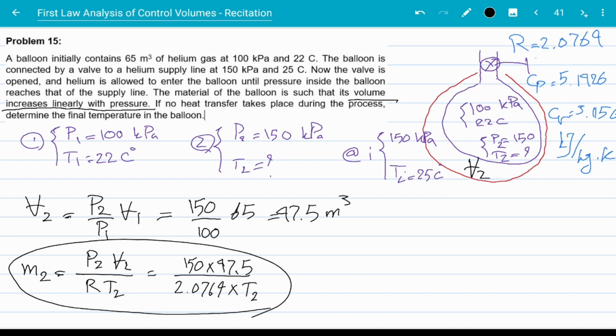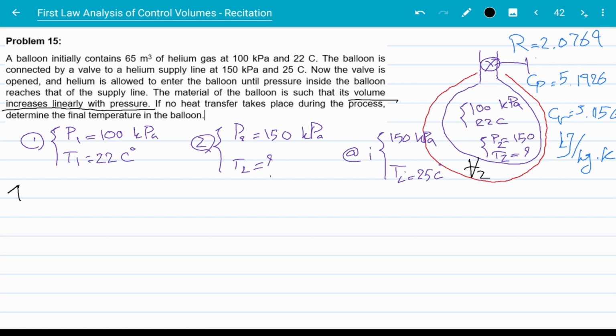So that's for the second mass. Now that we are done with the conservation of mass, we need to follow up with the conservation of energy, or first law. So let's write down the first law. We get Q minus W plus the energy that the flow brings in minus the energy that the flow takes out is equal to the change of energy of our control volume.